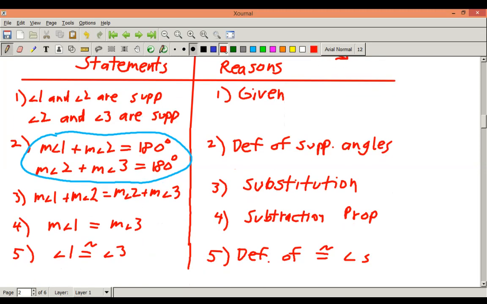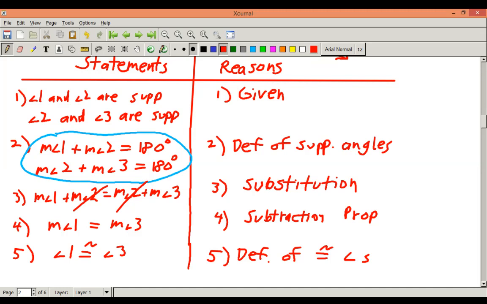Now look at statement 4. How do we go from statement 3 to statement 4? Well, just look, it's an equation. Think of some algebra, just subtracting angle 2 from both sides. So if you subtract the measure of angle 2 from both sides, you have left the measure of angle 1 equals the measure of angle 3 by the subtraction property.